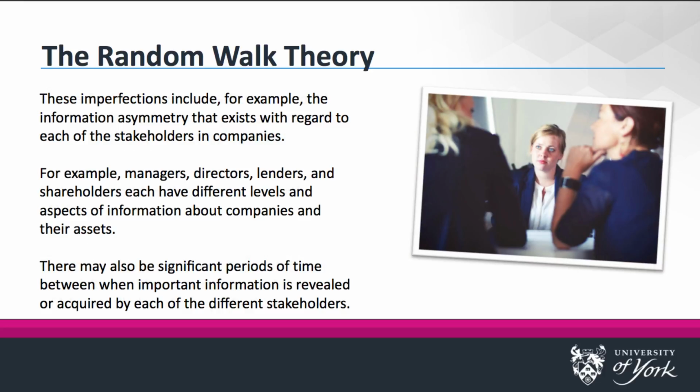These imperfections include, for example, the information asymmetry that exists with regard to each of the shareholders in companies. For example, managers, directors, lenders, and shareholders each have different levels and aspects of information about companies and their assets. There may also be significant periods of time between when important information is revealed or acquired by each of the different shareholders.